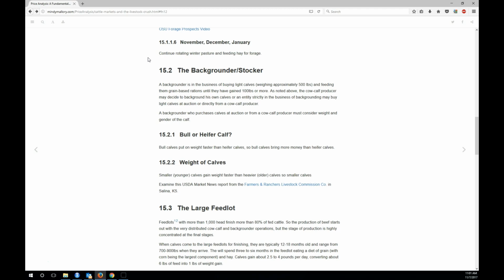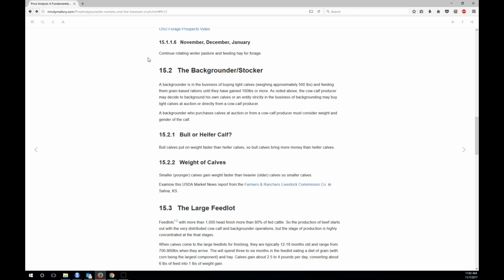All right, so let's move on to talking about the next part of the beef cattle business, and that's going to be the backgrounder or the stocker. So the backgrounder is in the business of buying light calves, approximately 500 to 600 pounds. These are going to be the calves that have been newly weaned after coming off of summer pasture. And so their business is going to be buying a bunch of them and feeding them grain until they've gained at least 100 pounds or more.